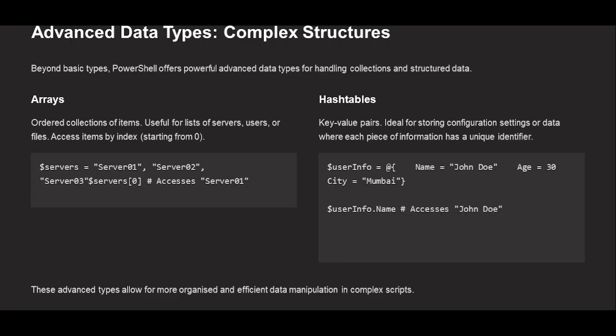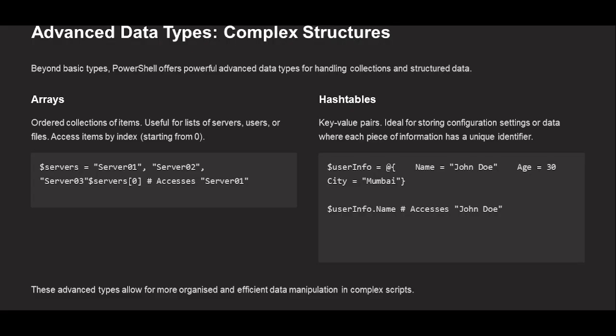How can I access this variable? I can simply use the name of the variable with its key. What is the key here? Name, age or city are the keys here. Whenever I want to access a key, I simply give the name of the variable and a dot, then the key name, and it will provide the value of that key.